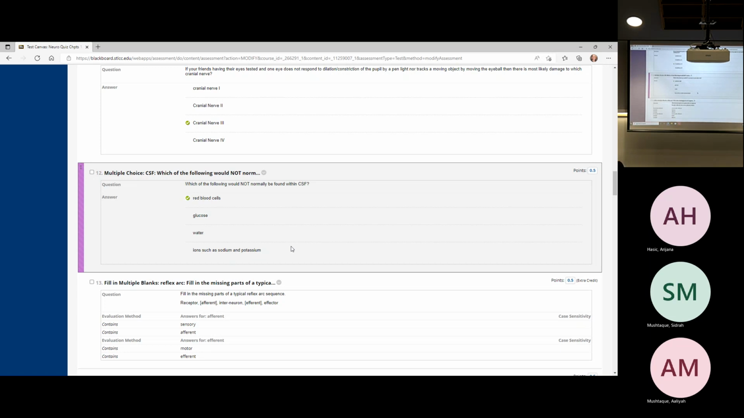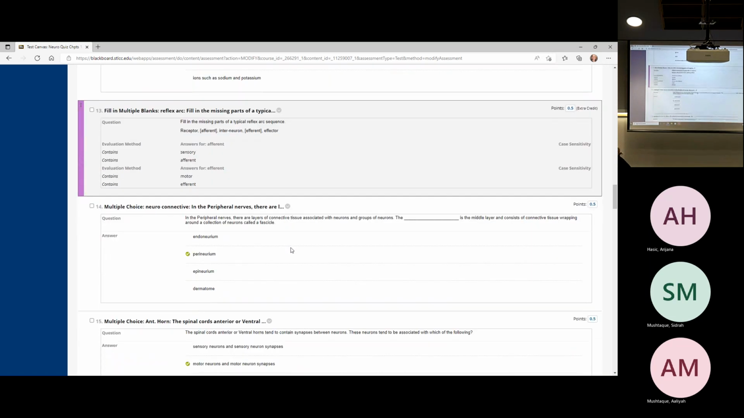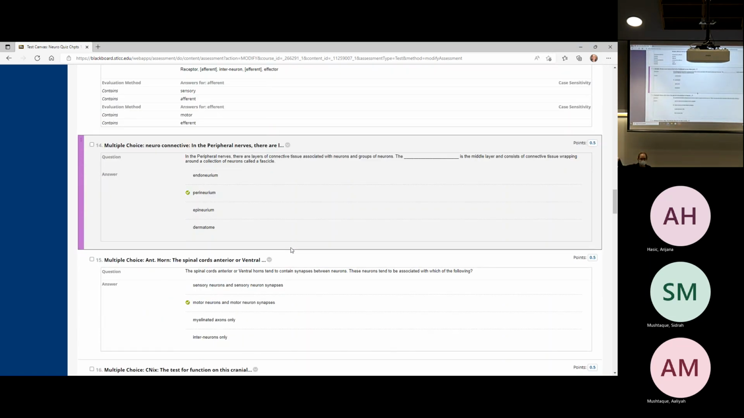All right, typical reflex. So you have a receptor. A receptor is going to be triggered. That receptor then has to get to the spinal cord. So what kind of neuron brings information to the spinal cord? An afferent sensory neuron.